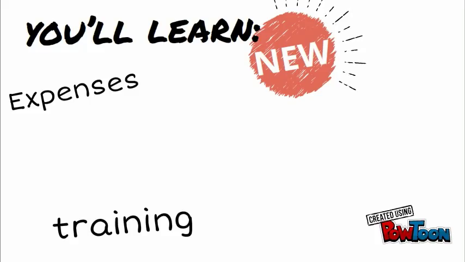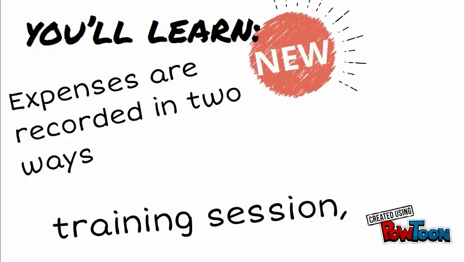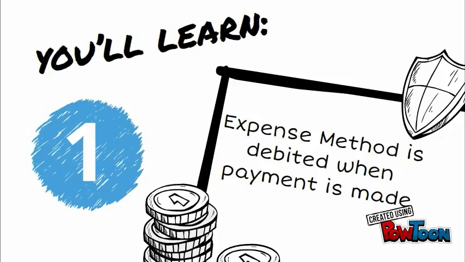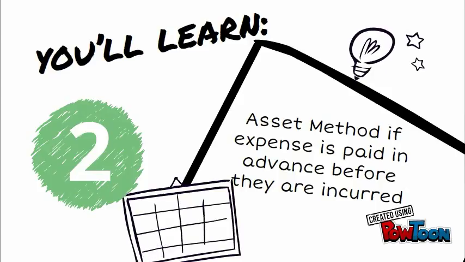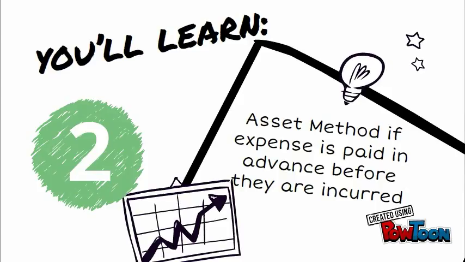The two ways of recording expenses. The expense method: the expense is debited when payment is made. The asset method: used if the expense is paid in advance, before it is incurred.